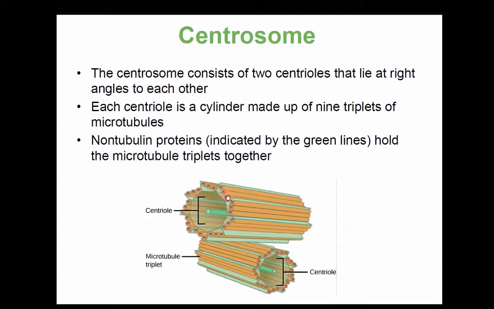These are triplet microtubules, and there are 9 such triplets organized. This is one centriole. There is a central single microtubule at the core too. These two centrioles are perpendicular to each other, and each triplet is separated by non-tubulin proteins, which is indicated in the green line, and these things hold microtubule triplets together.